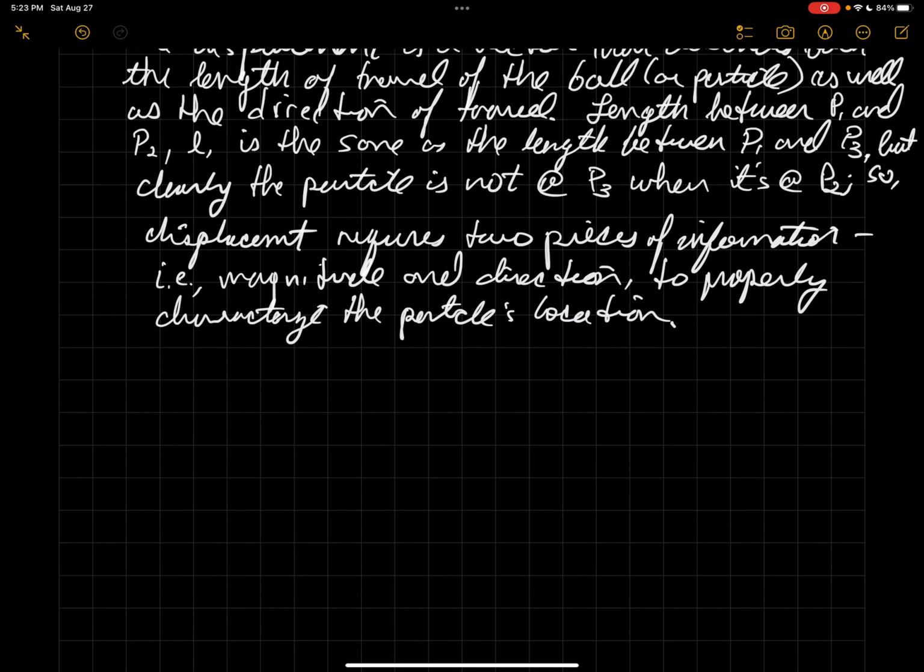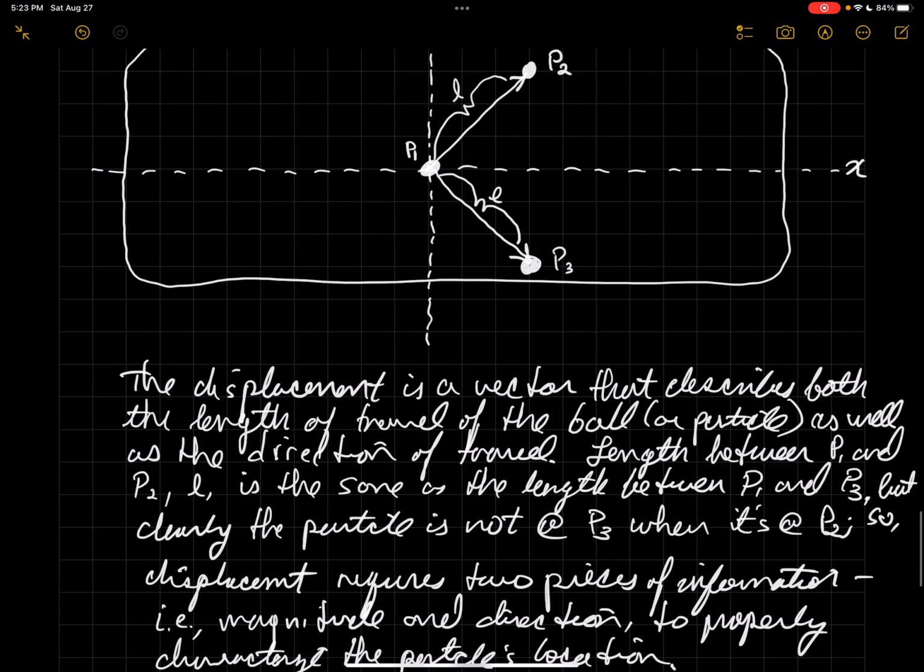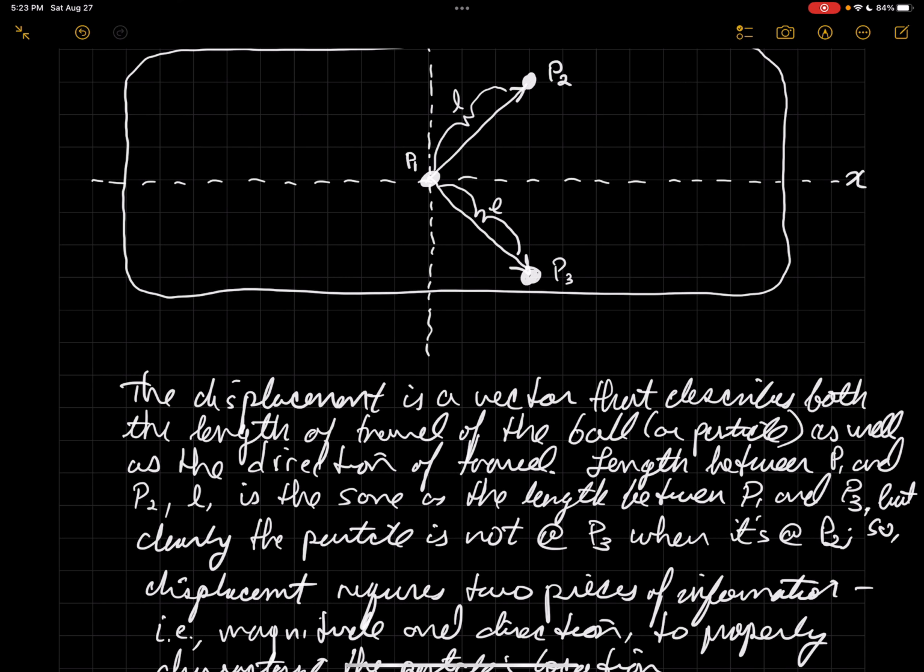So we can then go ahead and define the vectors between P1 and P2 and between P1 and P3. We'll define the vector between P1 and P2 as vector A, and the vector between P1 and P3 to be vector B. So vector A is describing the length and direction that the particle takes as it goes from P1 to P2, and vector B is describing the displacement the particle takes, the length and direction, as it goes from P1 to P3.